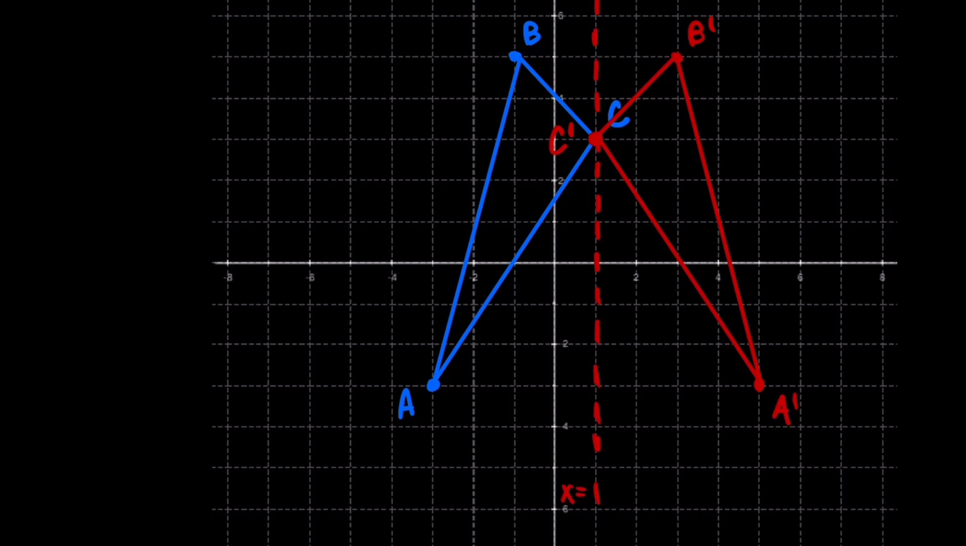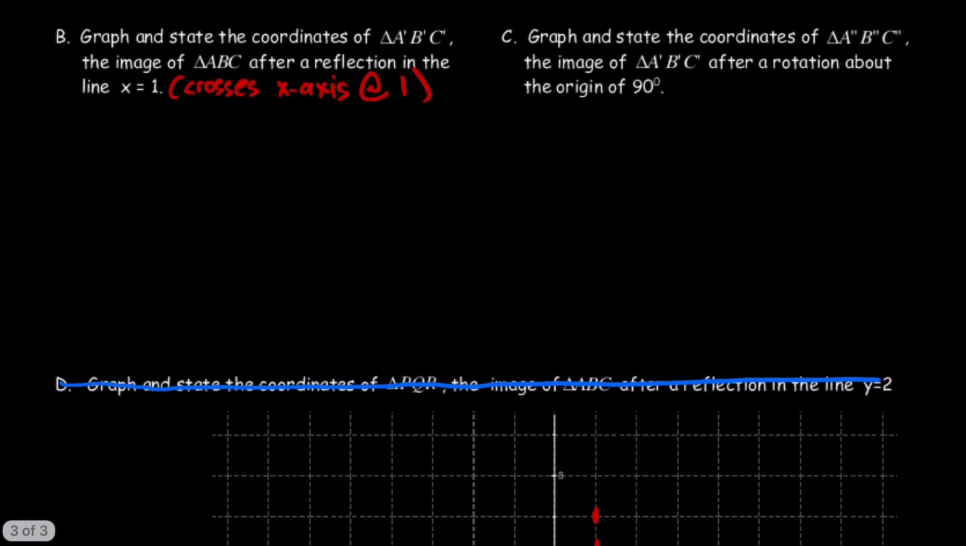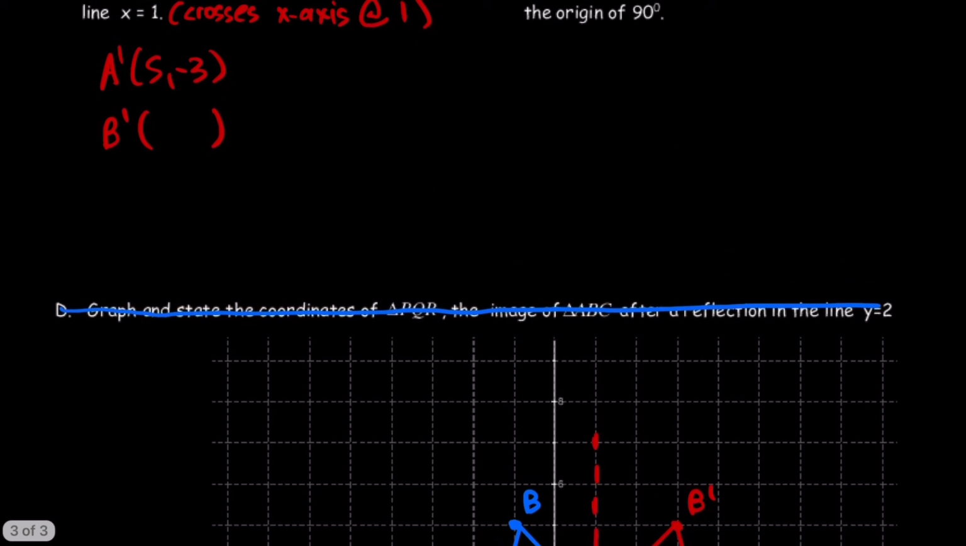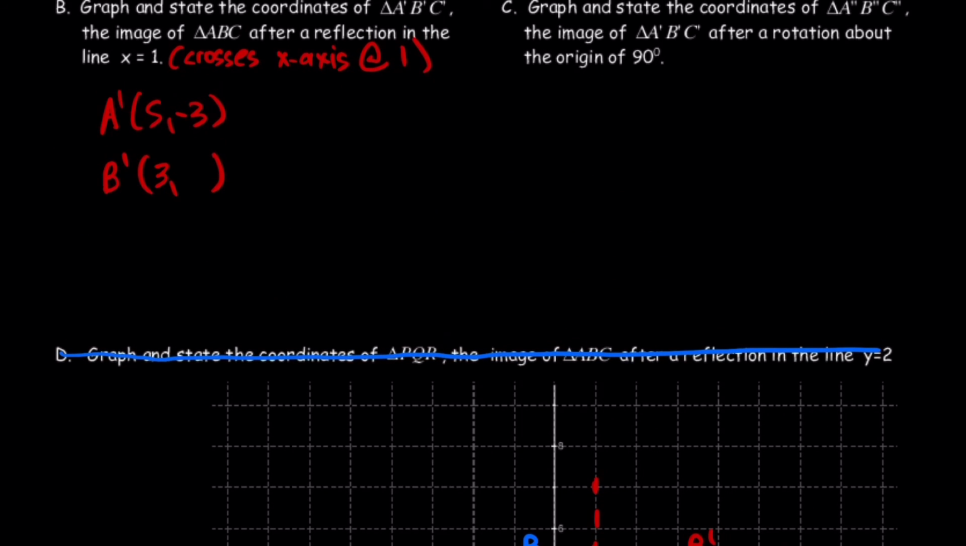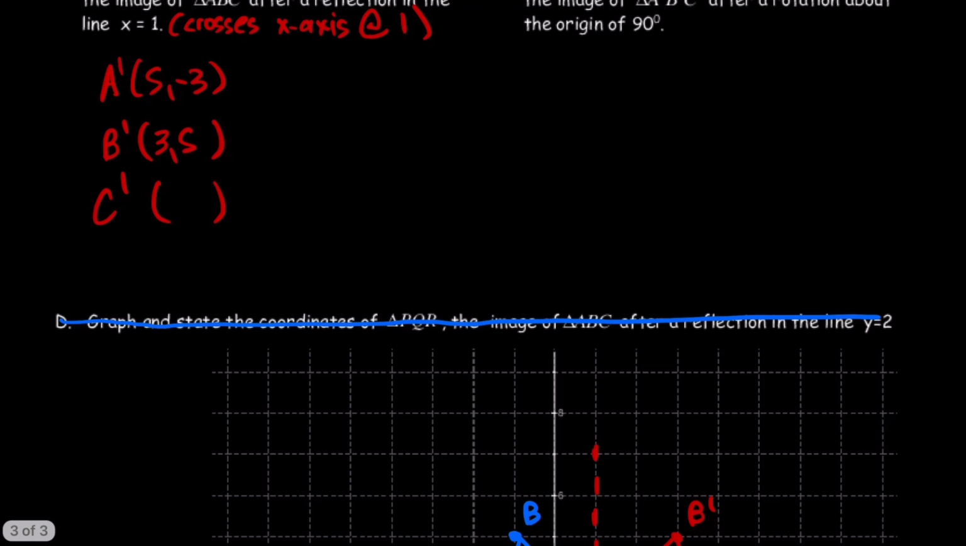And write the coordinates. All right, so let's start here. A prime looks like it's 5, negative 3. So we'll come up here. We're going to need this for part C. A prime is 5, negative 3. B prime is 3, 5. And C prime didn't move. It's the same as C, 1, 3.